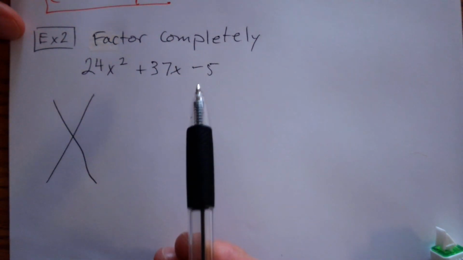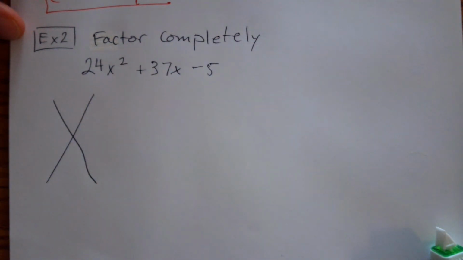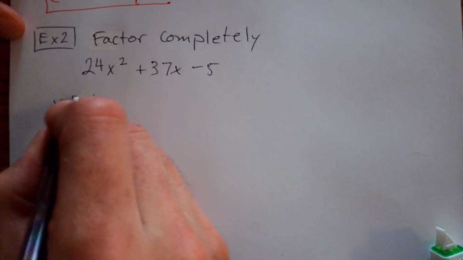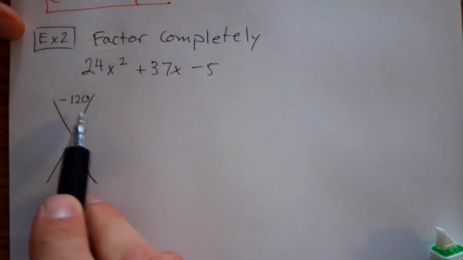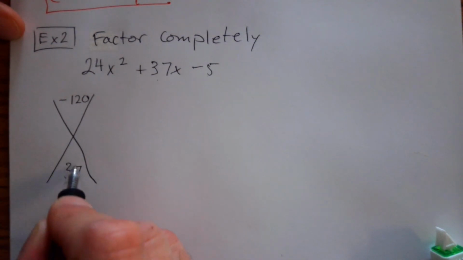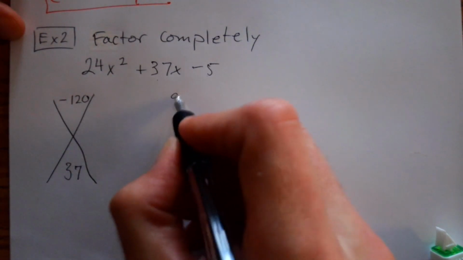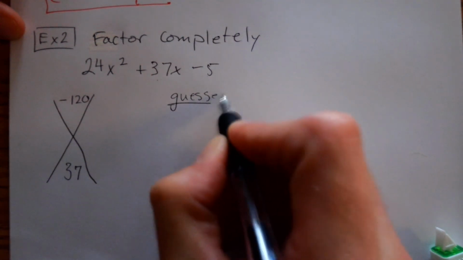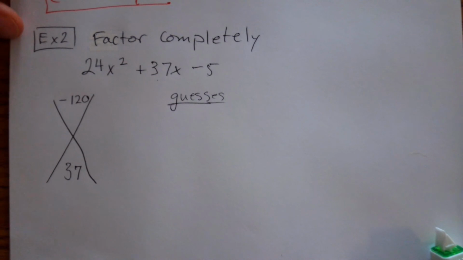24 times 5, what is that? 120. And it'll be negative. So this times this in the top, and then the bottom number is 37. This is what I'm talking about in terms of writing down the guesses. Because my first guess, well, what do you think? What would be your first guess? So my first guess would be 12 and 10. And that would make 120, but that doesn't work.